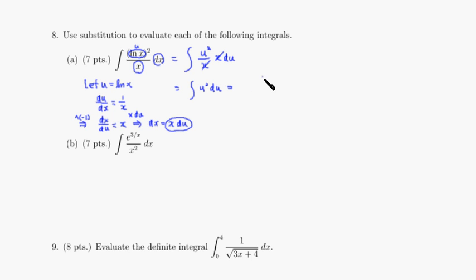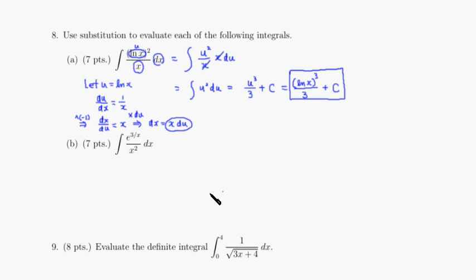Now this is a simple power rule, so we're going to apply the power rule to take the antiderivative. Add 1 to the power, so 2 plus 1 is 3, divided by that power, so 3, and plus constant c. But we cannot stop here because u is a substitution. So we're going to put the original expression. u is the same thing as natural log of x. So we put the natural log of x raised to the third power over 3 plus some constant c. This is the answer for part A.